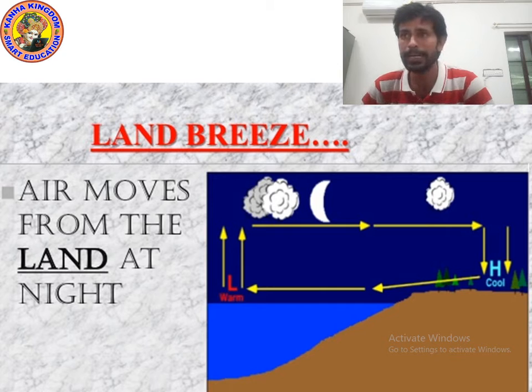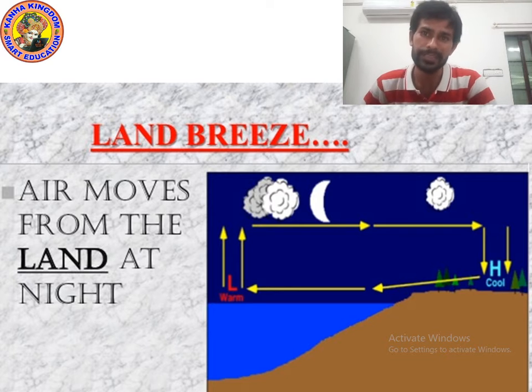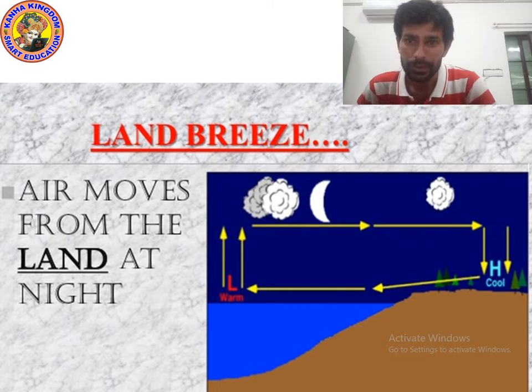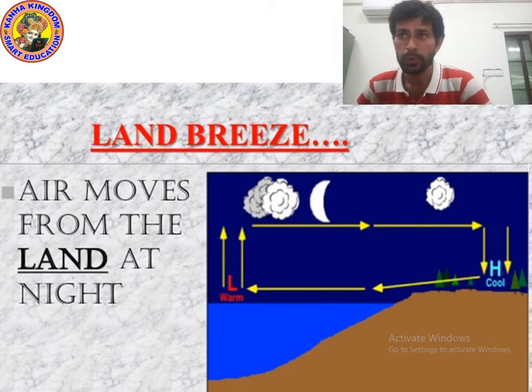So what happens at night? During the night, land becomes cooler faster than sea, and that's why the air which is present above the sea is warm and it starts rising up, and the place becomes empty, so cooler air comes and takes the place. So in this way land breeze occurs.